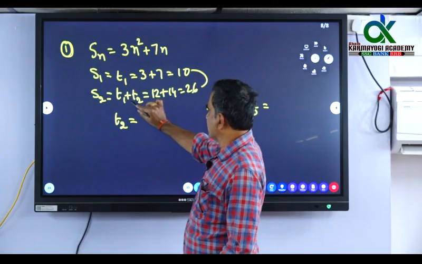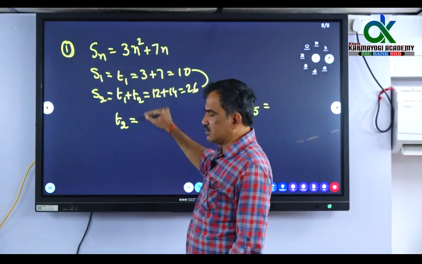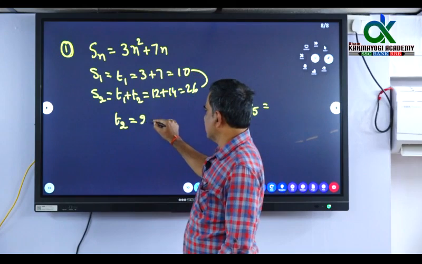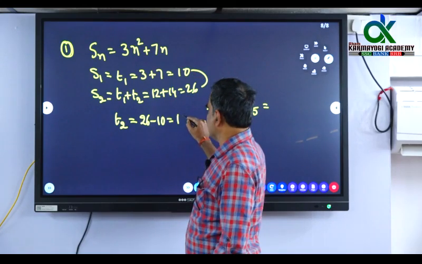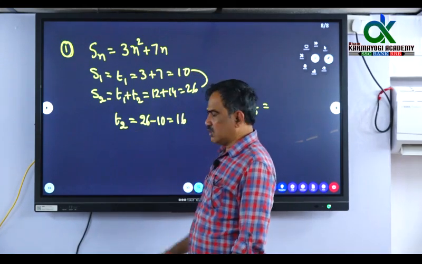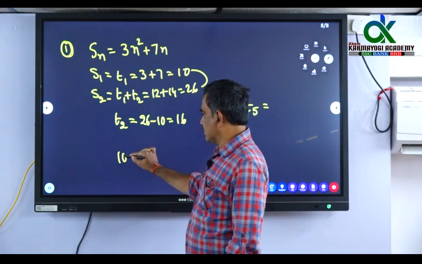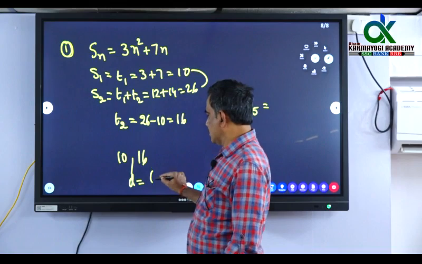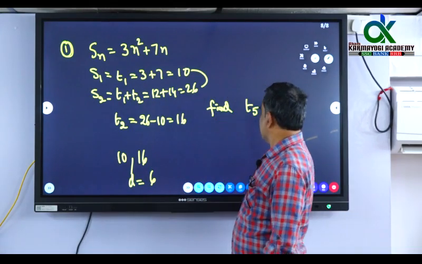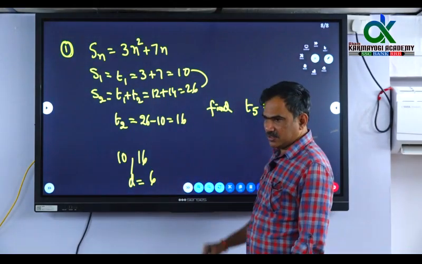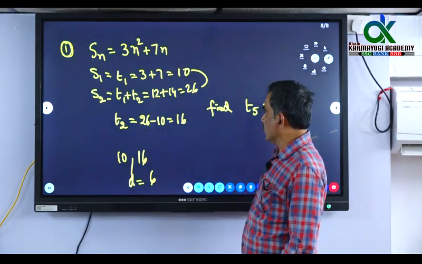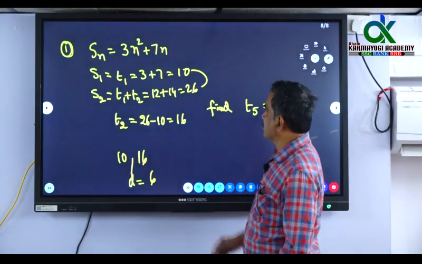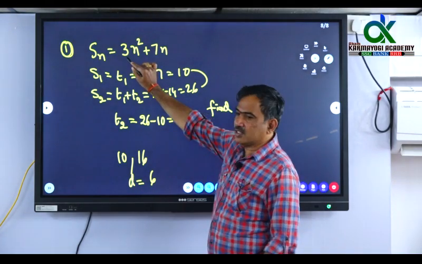దీంట్లోంచి ఇది తీసేయాలి, ఎందుకంటే T1 plus T2లో T1 తీసేస్తే T2. So 26 minus 10. Then what we get here? 16. So second term is 16. What is first term? 10. Second term 16. What is the common difference here? 6. This is the way of finding common difference.